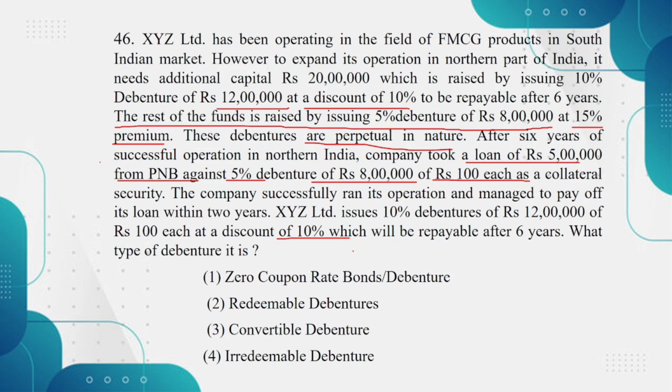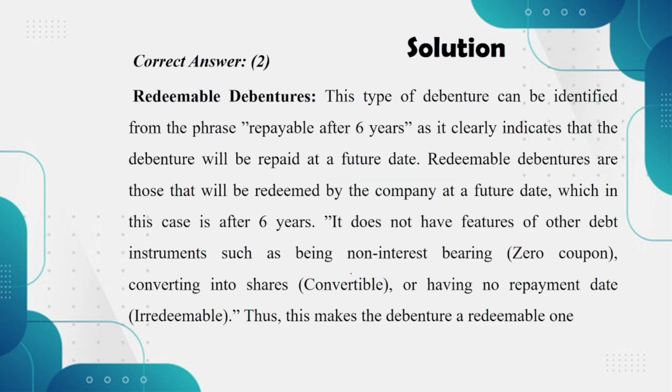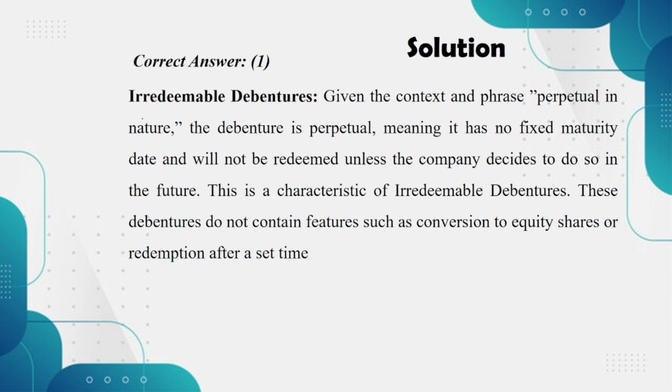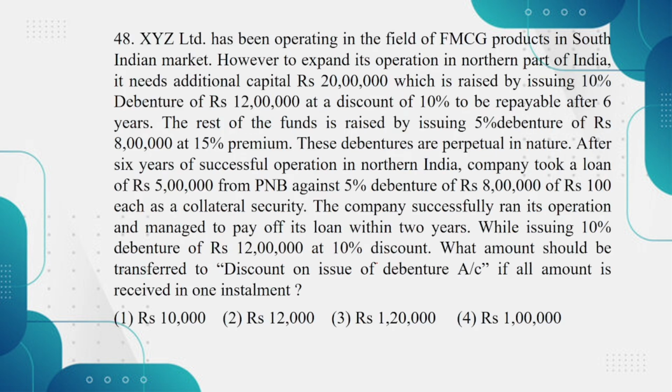What is the type of debenture it is? A redeemable debenture is the right answer because it is repaid after some time. A fixed period is mentioned in the question. And again, what type of debenture are they called? They issued another category of debentures which is perpetual in nature. So that debenture is called irredeemable debentures. Perpetual means that are not repaid within the financial year, only at the end of the closing of the business.